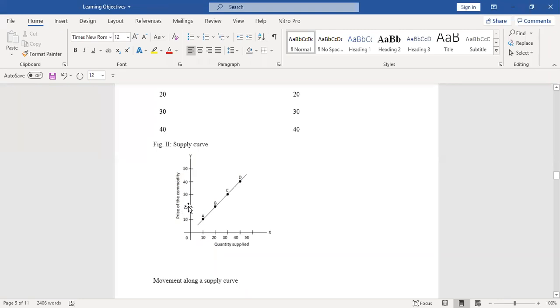We're seeing at a price of 20, we go across until we touch our supply curve at point B. We come straight down to the quantity axis and you will see the amount supplied at that price. When the price is 30, you do the same thing. You go across until you touch the supply curve at point C, and then you come straight down and you will see the quantity supplied, the quantity producers are willing to sell at a price of $30.